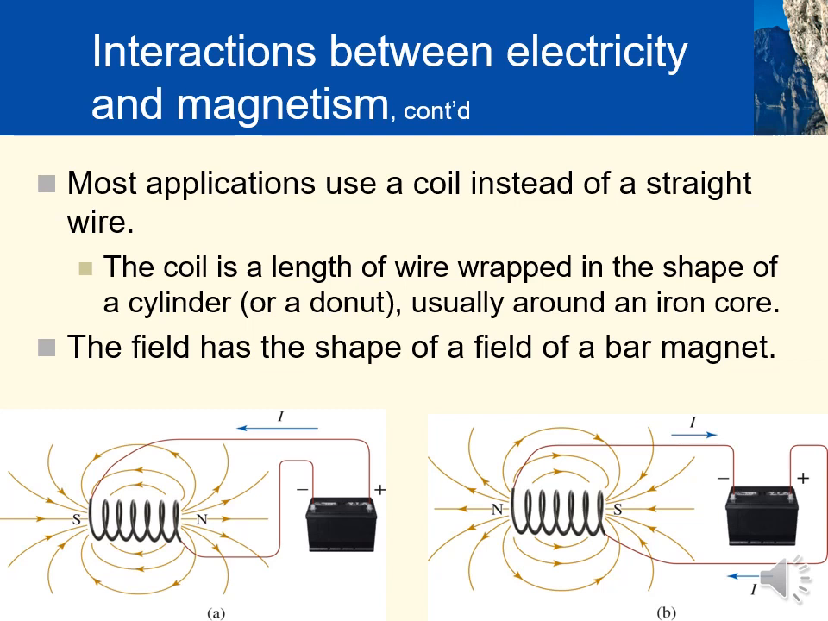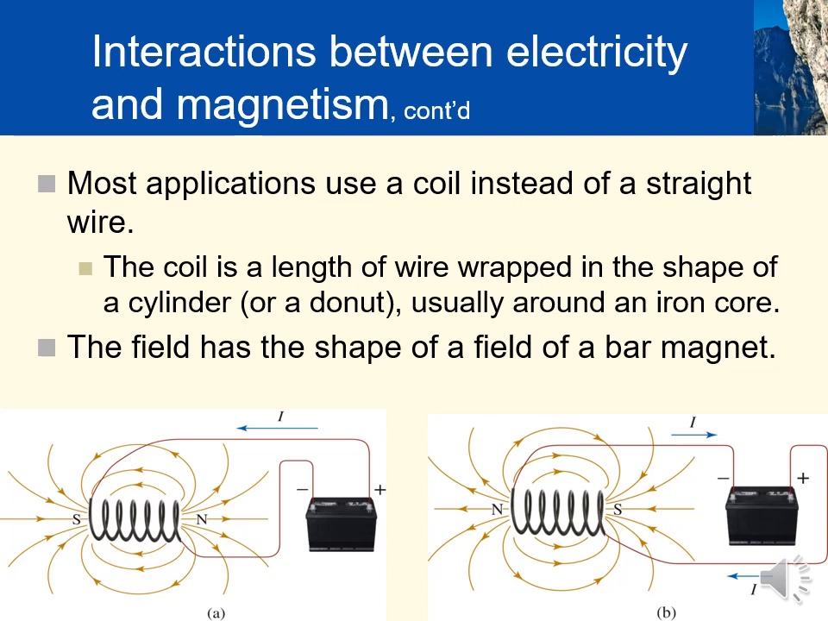Most applications and machines use a coil instead of a straight wire. So what is a coil? The coil is a wire, but this wire is wrapped in the shape of a cylinder, and usually it has an iron core. We use an iron core because it's a ferromagnetic material, and the magnetism induced in the iron enhances the magnetic field of the coil.